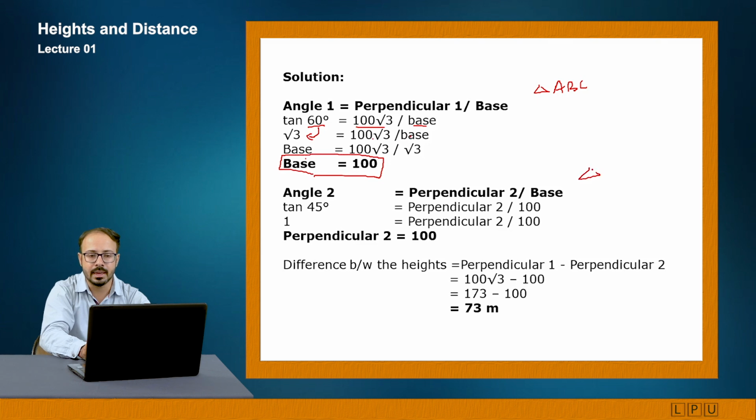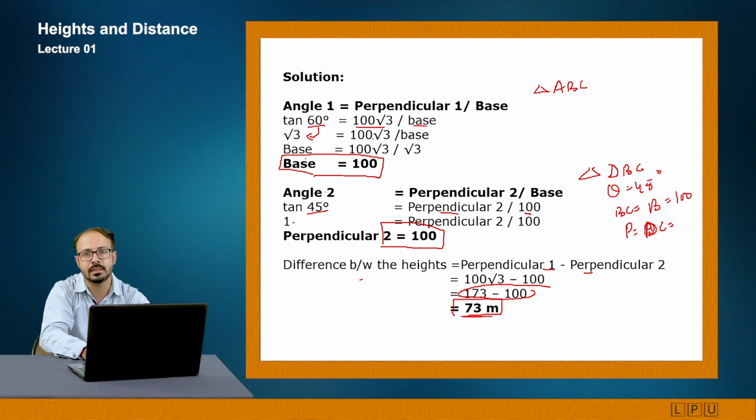Now in triangle DBC, theta is equal to 45 degree, and BC, that is the base, is known to me, that is 100 meter. So the perpendicular, that is DC, I can find out. Angle 2 is equal to 45 degree: tan 45 degree is equal to perpendicular 2 upon 100. Tan 45 degree is equal to 1, so perpendicular 2 is 100. So the height difference, perpendicular 1 minus perpendicular 2, that is 173 minus 100, that is 73. This is my desired answer.